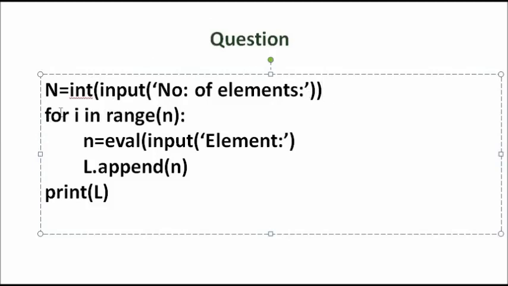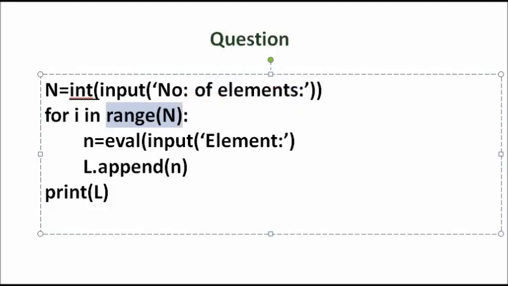Then go for the next statement: for i in range(n). See here, lowercase n is given, but we are supposed to give this N here in range, so give uppercase N here. The argument of the range function is a number, so from this also you can make sure you need to convert this input into an integer. So underline the corrections.